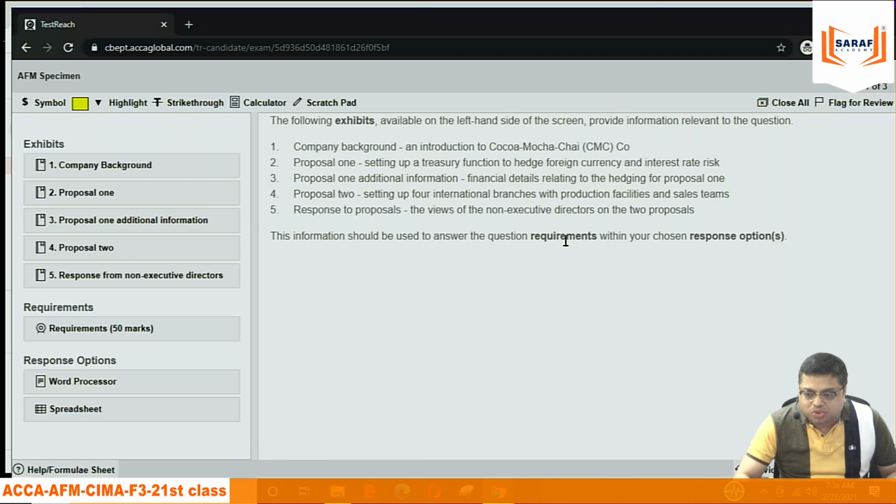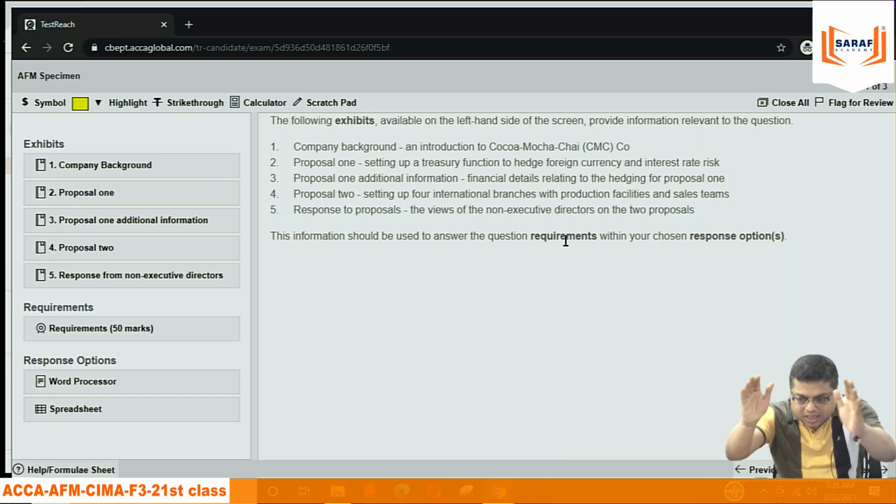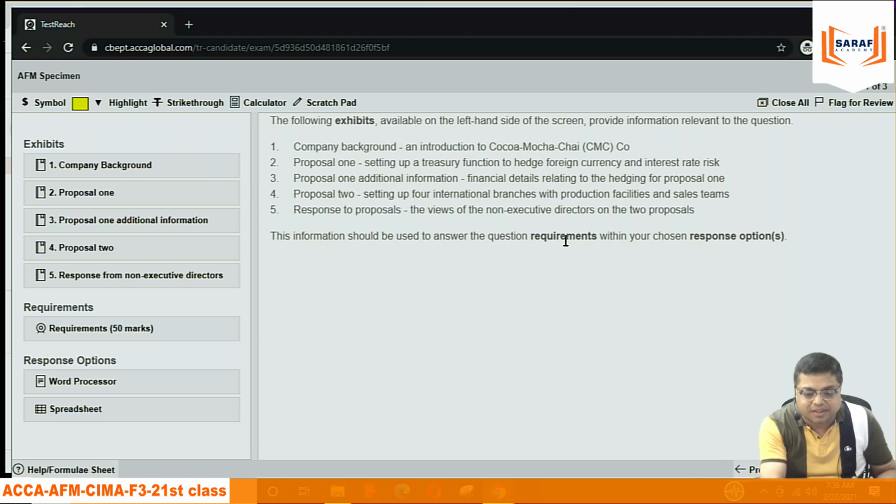So this is the first question. The purpose of doing the question paper on the practice platform: two things, as I said earlier. One is when you will be giving the exam, this is the screen you will be getting. So you are habituated with the screen.